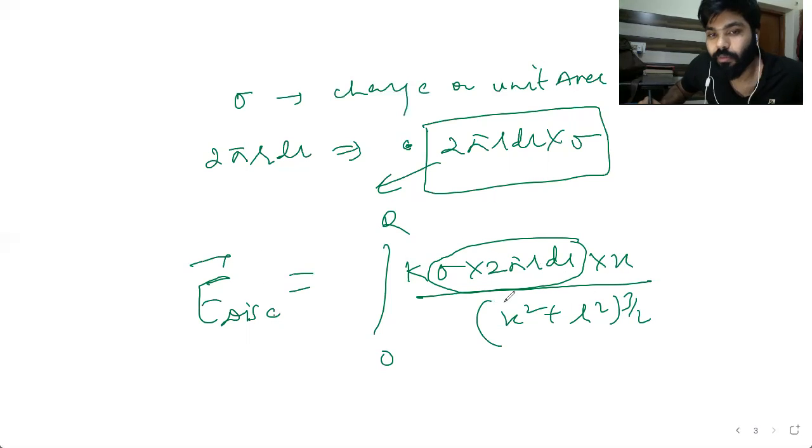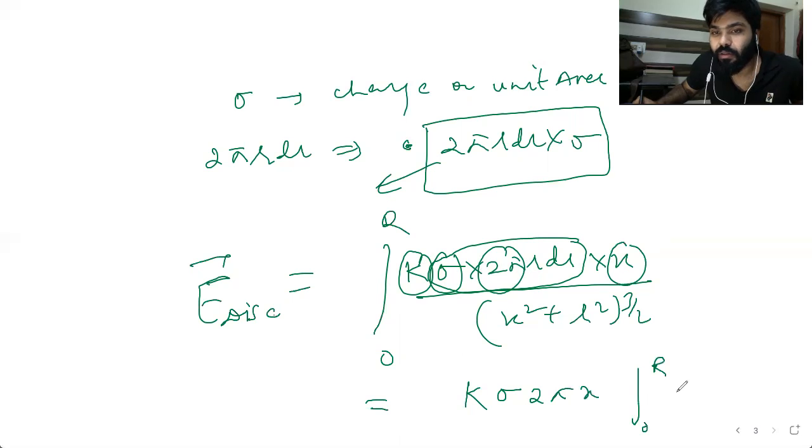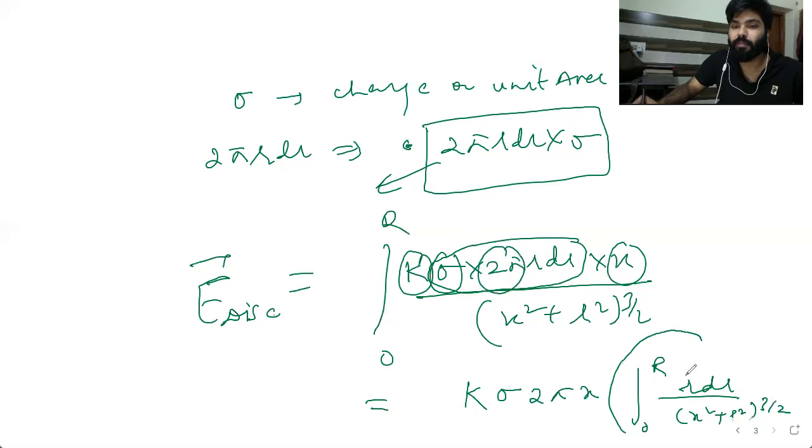And you have to carry out this integration. k, sigma, 2 pi, x, they all are constant. You can take them out of the integration, and you will be left with k sigma 2 pi x times the integral from 0 to R of r dr over (x square plus r square) whole raised to the power 3 by 2. Now you have to integrate this expression.